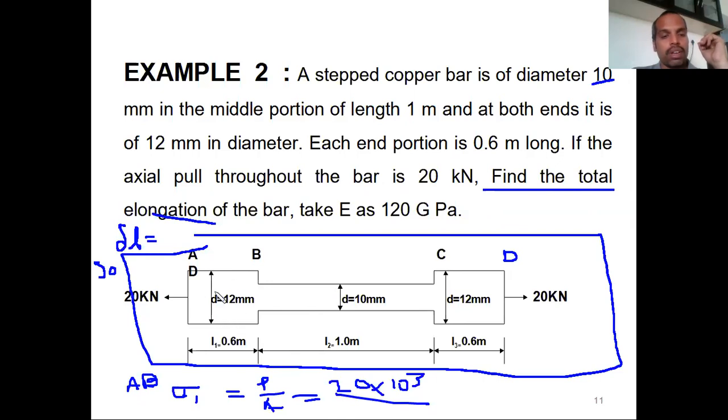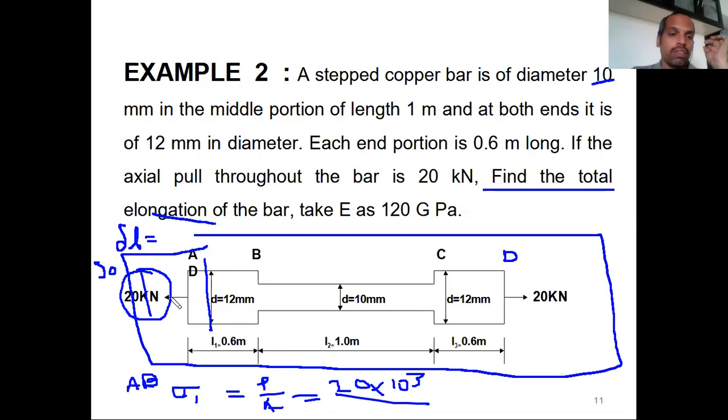For the area, don't think it is 0.6 into 12. Not like that. We need to calculate the cross section area. If you cut the section here, it will look like this cross section, and its diameter is 12 mm. That is the area we need, the cross section area, not length into width or something like that. This is a cross section area.